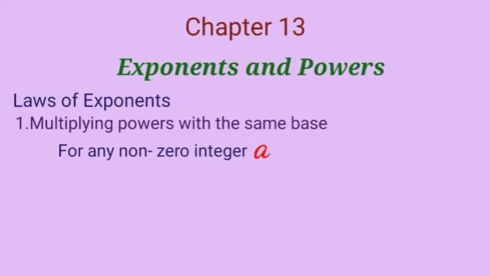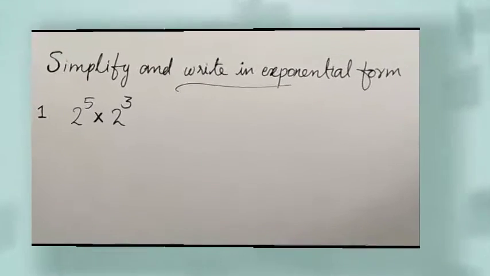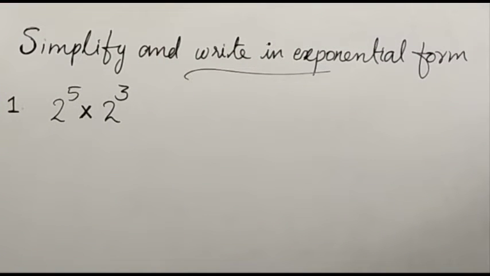For any non-zero integer a, a raised to m into a raised to n is equal to a raised to m plus n, where m and n are whole numbers. Simplify and write in exponential form.